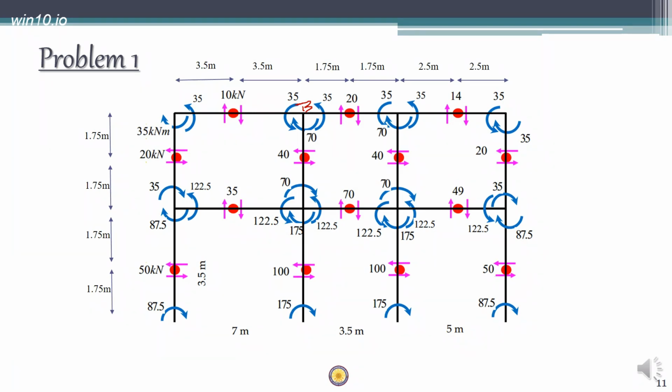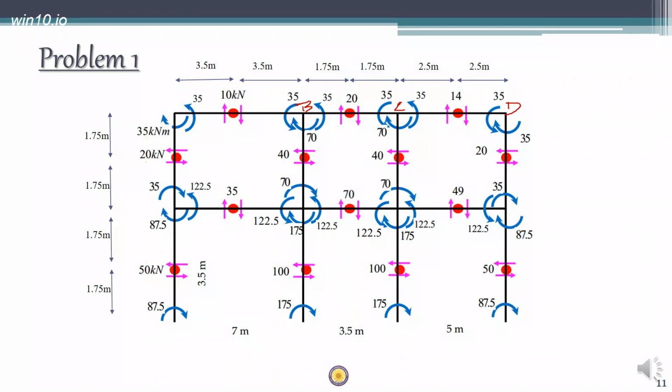So 70 clockwise and 35 anti-clockwise. The difference is still an additional 35 anti-clockwise to be provided. So that is provided on the beam CD. So we have a new moment 35 on C, which is anti-clockwise, and once you get the moment, you can find out what is the vertical shear. It is nothing but 35 divided by 2.5, which is equal to 40.